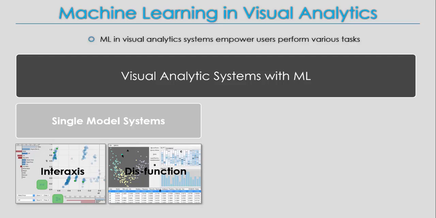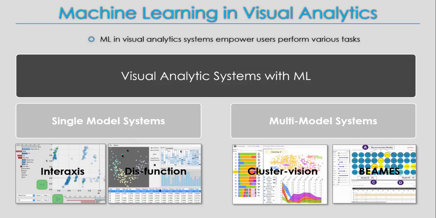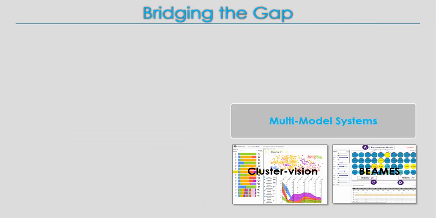However, in cases where the right model to use for a problem is not known, one needs to find a fitting model for the task or the problem. This is shown by recent systems that rely on multiple machine learning models, such as ClusterVision or BEAMES, supporting interactive clustering and regression tasks, respectively. Multi-models are useful as they help users choose an optimal model suited to their problem domain. They also help users understand the data in light of different model parameterizations.